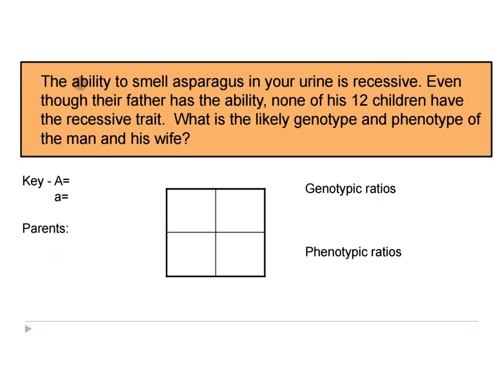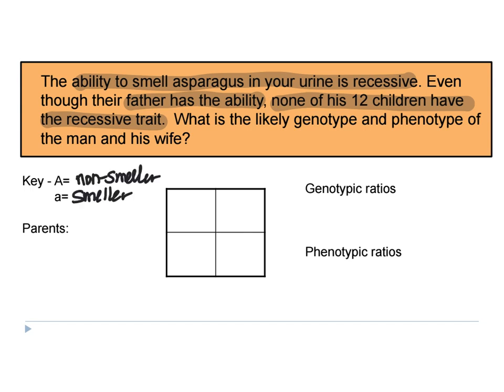The ability to smell asparagus in your urine is recessive. Even though the father has the ability, none of his 12 children have the recessive trait. What is the likely genotype and phenotype of the man and his wife? So the first thing that we're going to do is make our key. This is a long description of a trait, so I'm going to abbreviate it as dominant is a non-smeller and recessive is a smeller.